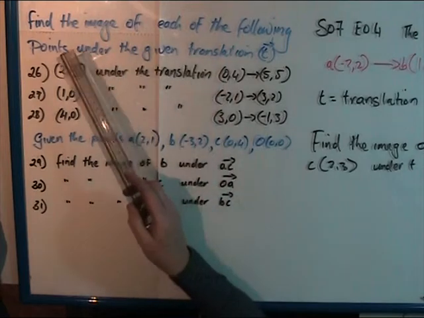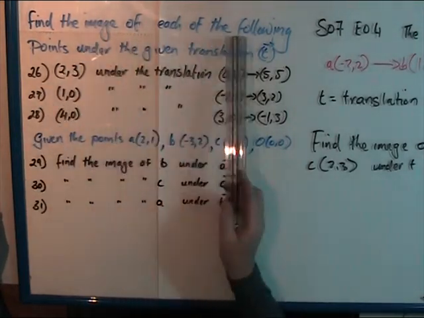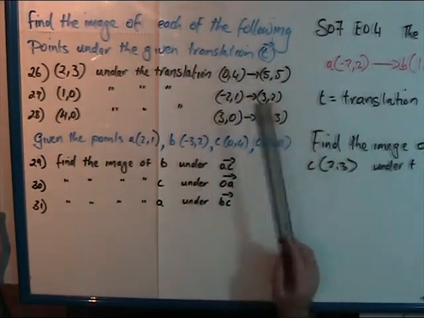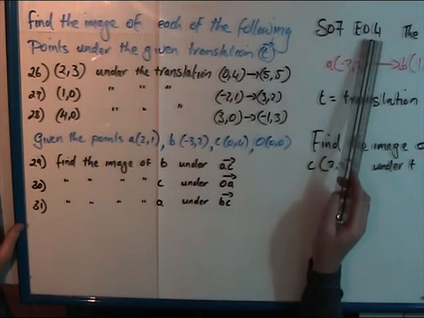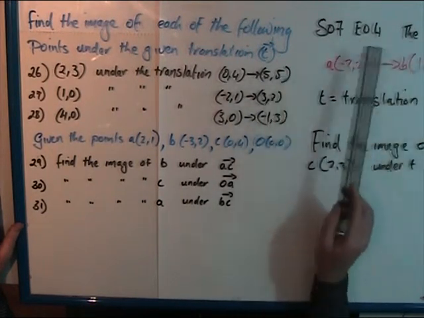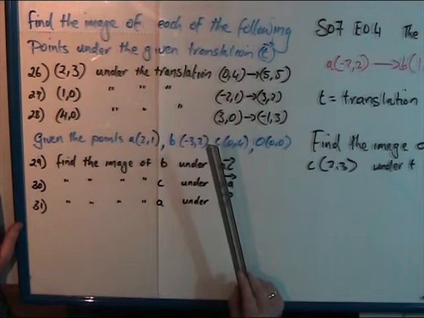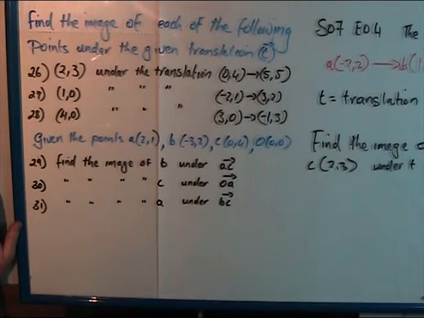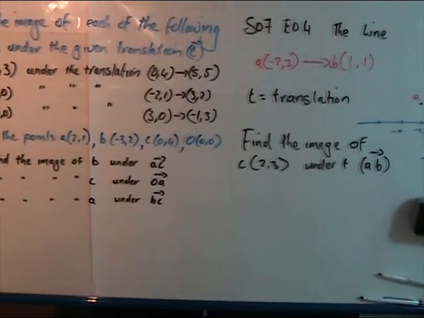Now today we're going to do some questions here, 26 to 31. Find the image of the following under translation T. T is a translation, and we're going to show you how to do that now. This is Series 7, Episode 4, and we're still on the line. This Series 7 will be totally on the line. We will do some Leaving Cert questions near the end. We're just building up now. So, moving this along.